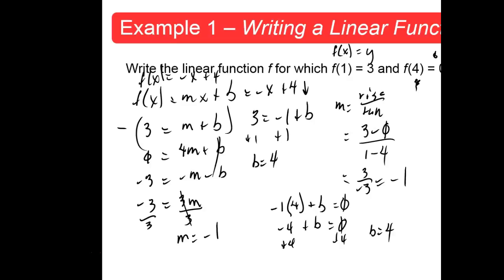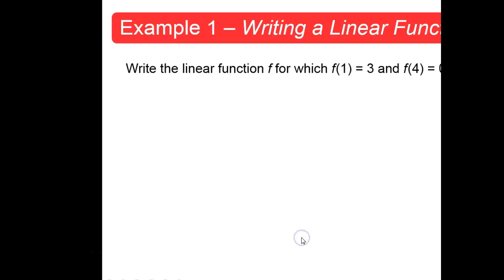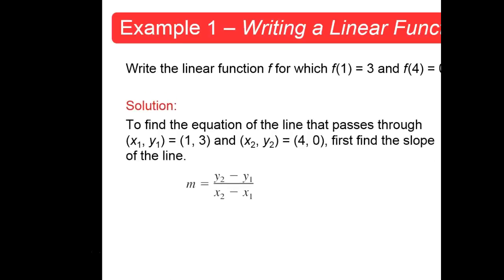Okay? So, let me erase all the ink. And since it won't let me get to that, we'll do it here. And let's then proceed from here. To find the equation of a line that passes through these 2 points, and you see they identified those as ordered pairs, x, y, x, y. Remember? Okay? Ordered pair 1, 3 and 4, 0.